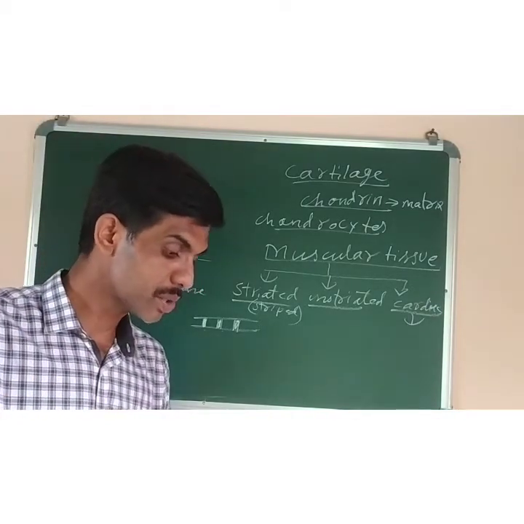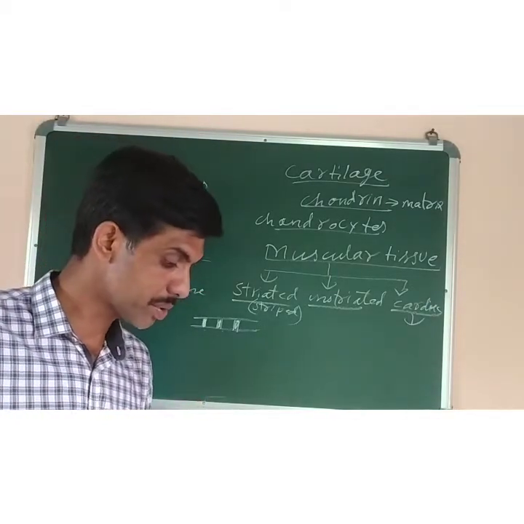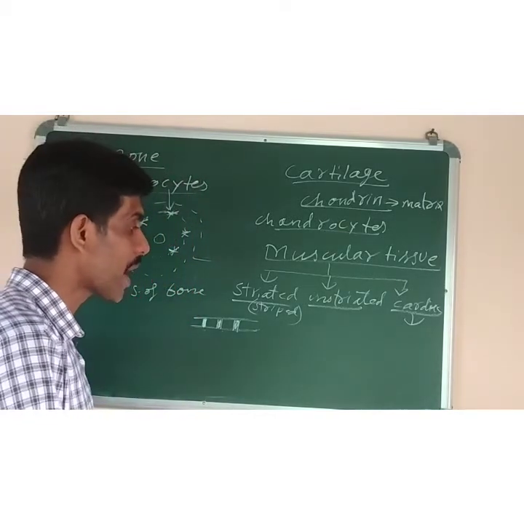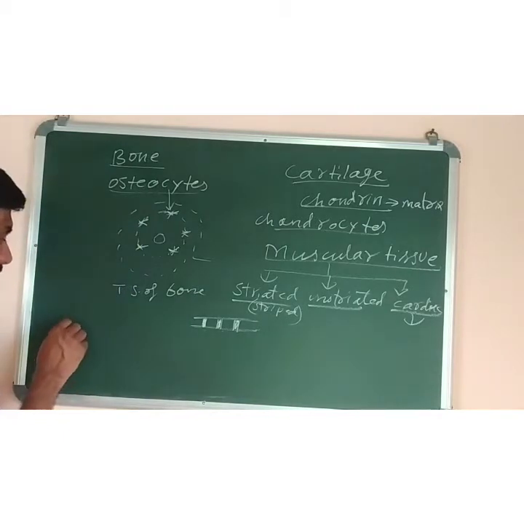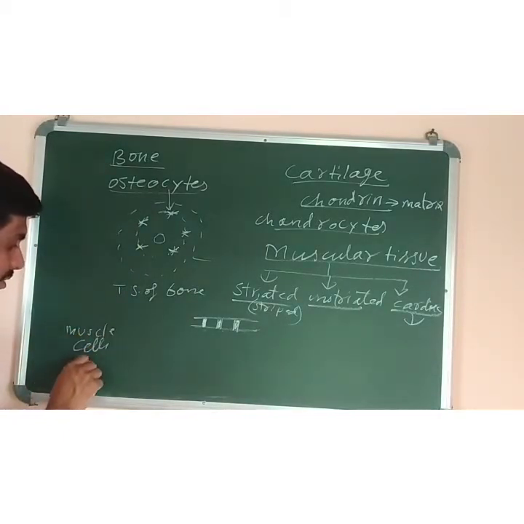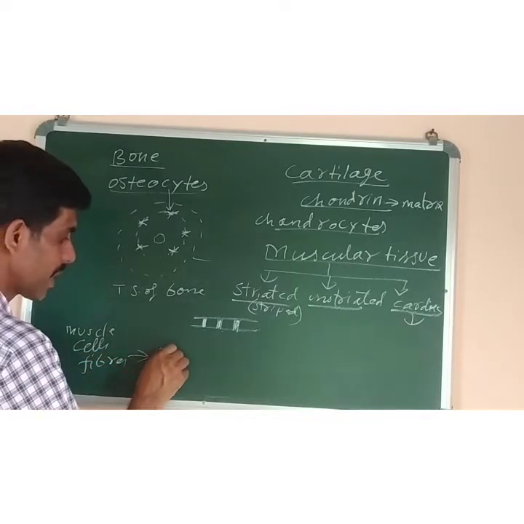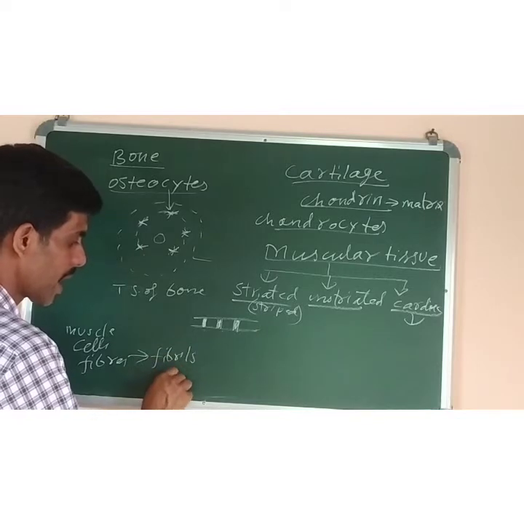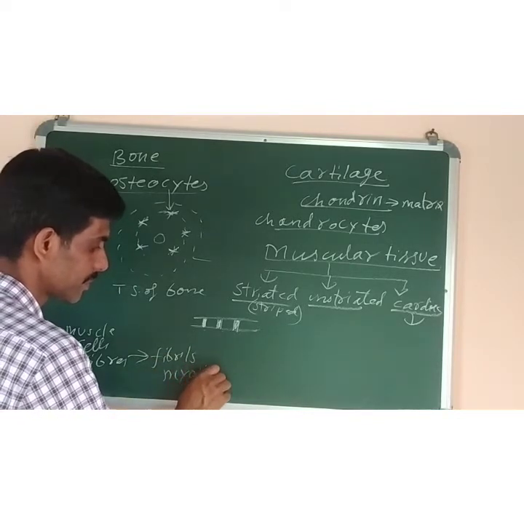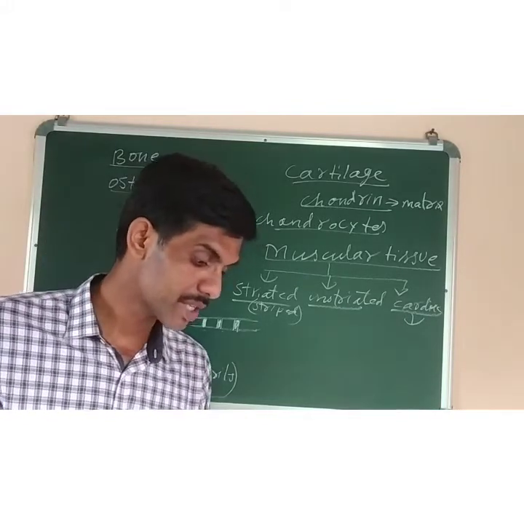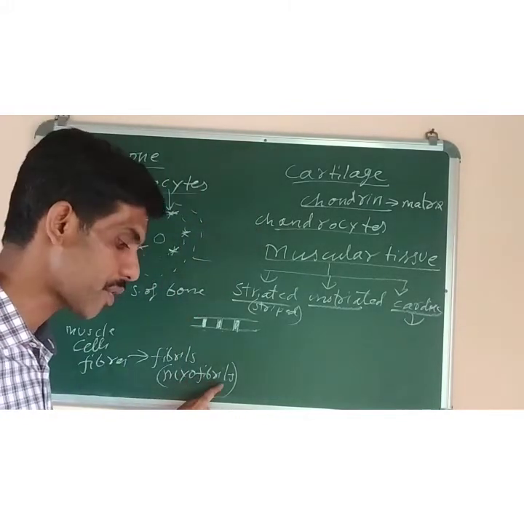The muscle tissue is united together by connective tissue, and each fiber consists of fibrils which are called myofibrils. So muscle cells are also known as fibers, and these fibers are made up of fibrils, F-I-B-R-I-L-S, like myofibrils. So what is a myofibril, if it is asked? Each fiber consists of fine fibrils which are called myofibrils.